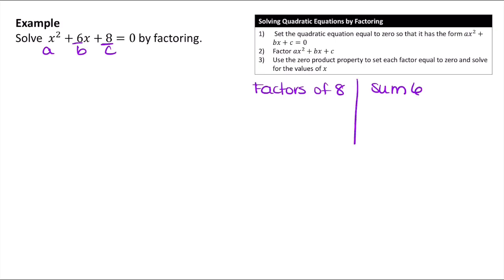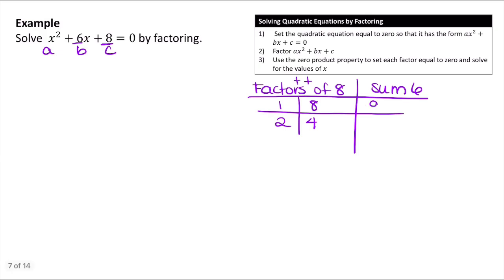So I'm going to go ahead and create my table now. So the factors of 8 are 1 and 8, and 2 and 4. Since 8 is positive and 6 is positive, all of my factors are going to be positive. 1 plus 8 is equal to 9. 2 plus 4 is equal to 6, so that's the pair that works. So this is going to factor into (x plus 2) times (x plus 4) is equal to 0.